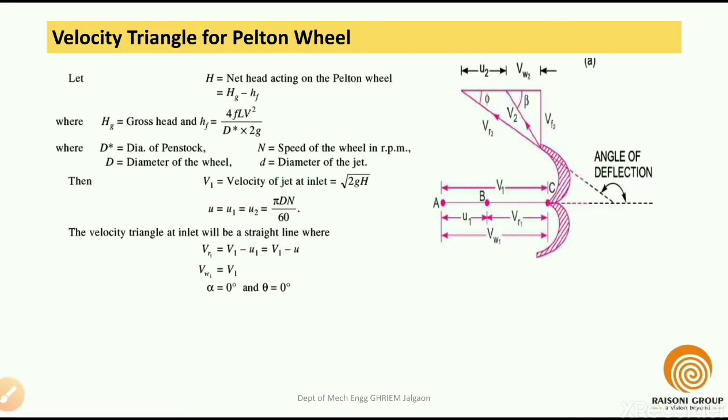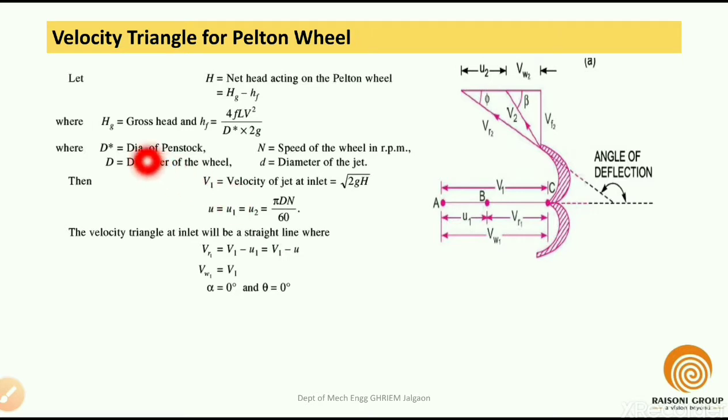So let H be the net head acting on the Pelton wheel. Suppose this Pelton wheel is acting under a head capital H, then we know that H is equal to Hg minus Hf. Hg is the gross head and Hf is the frictional losses. So how are the frictional losses calculated? These are calculated by the Darcy-Weisbach formula, which is equal to 4fLV squared upon 2gD.